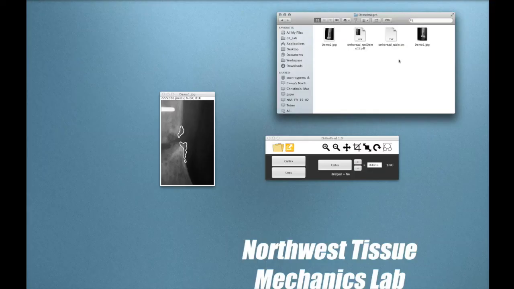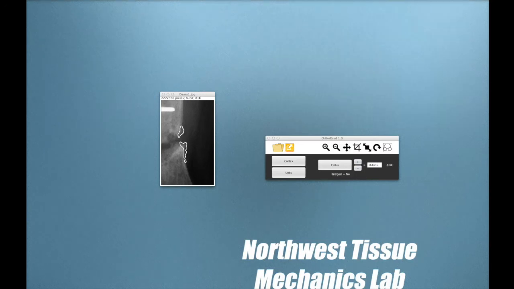In the case that the user segments callus from multiple images within the same directory, the results are appended to the OrthoRead table report. The last extra feature of OrthoRead is a result showing whether or not the callus has bridged the cortices. This is displayed below the callus button once the callus has been segmented.